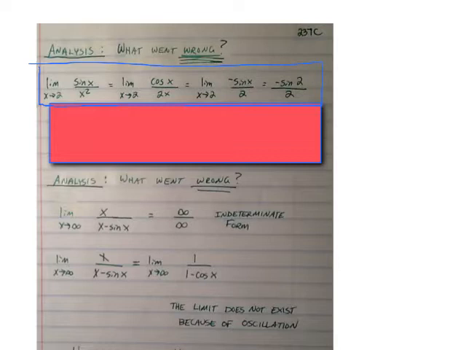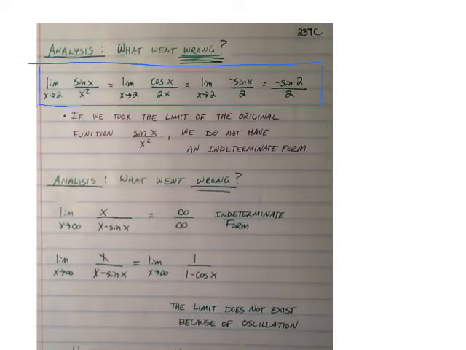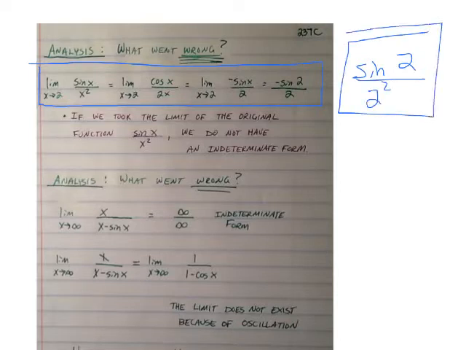And the answer: if we took the limit of the original function, we would find that we have sine 2 over 2 squared. And this is not an indeterminate form. So we cannot use L'Hopital's rule.